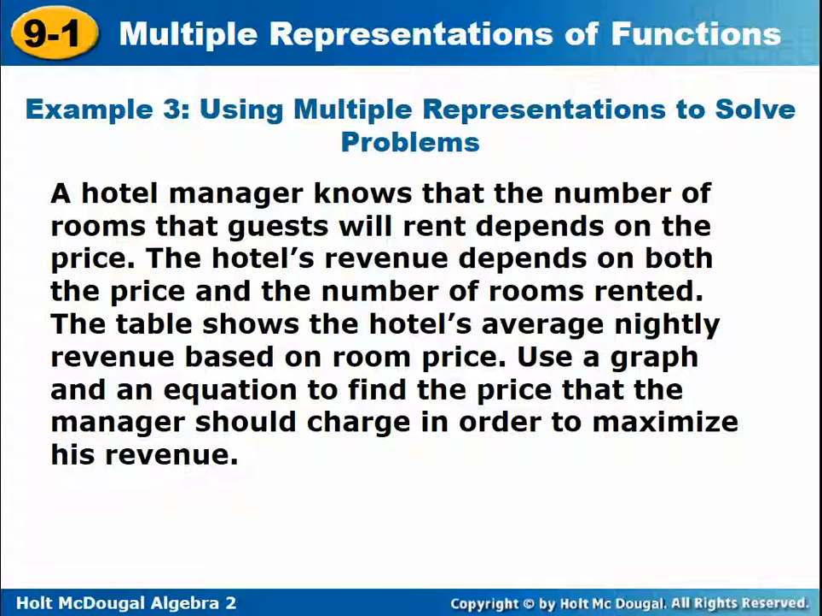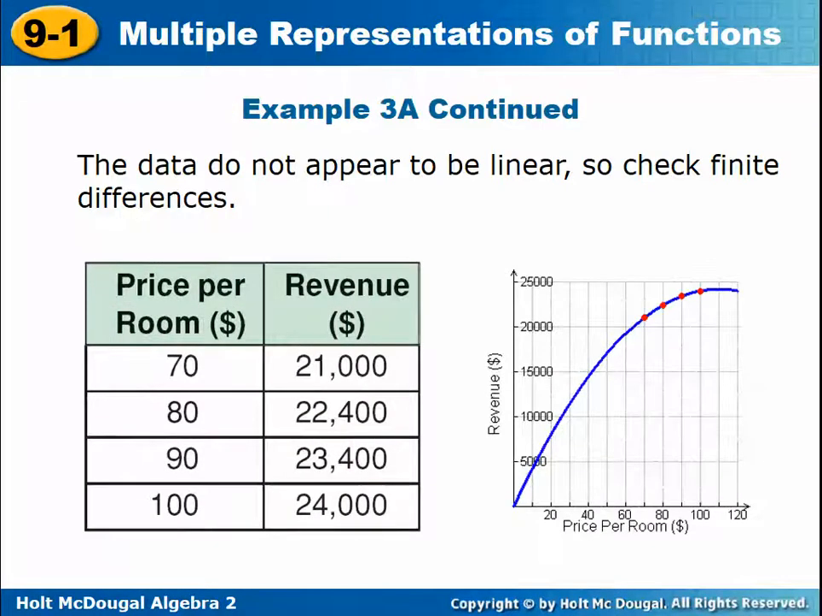And then we're going to try to determine what we should have for this one. It says that a hotel manager knows that the number of rooms that guests will rent depends on the price. The hotel revenue depends on both the price and the number of rooms rented. The table shows the hotel's average nightly revenue based on room price. Use a graph and an equation to find the price that the manager should charge in order to maximize his revenue.